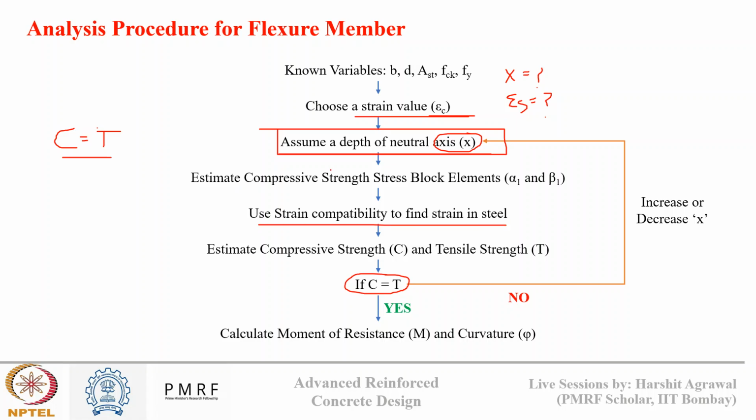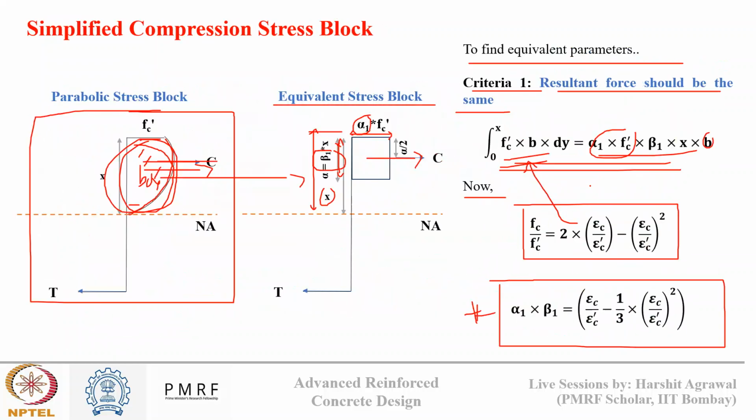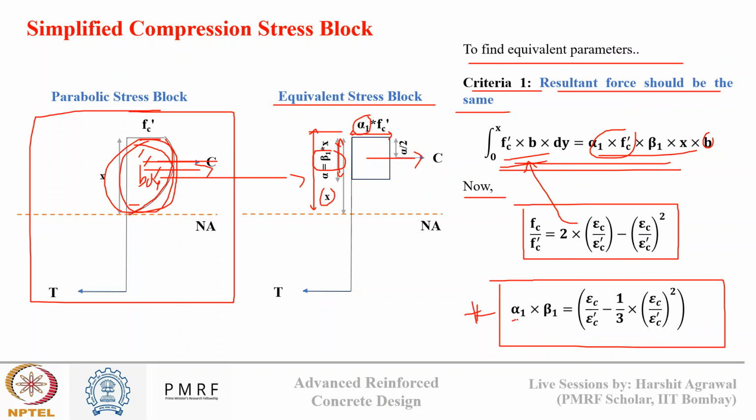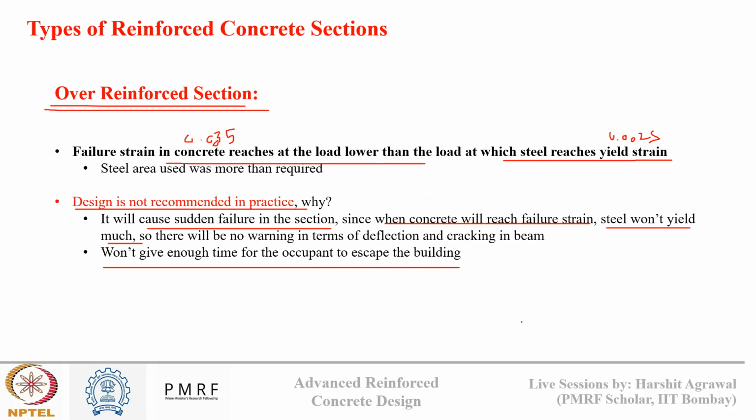And for the known epsilon c value and epsilon c dash, we already have fixed it as 0.002 for concrete, and ultimate strain in concrete. Knowing these two values, I can calculate the alpha 1 and beta 1 factor of that equivalent stress block. A few slides ago we saw this. This is the strain value of concrete we have taken. This is always fixed. So I can get beta 1 first, and once I know beta 1, I can get alpha 1.